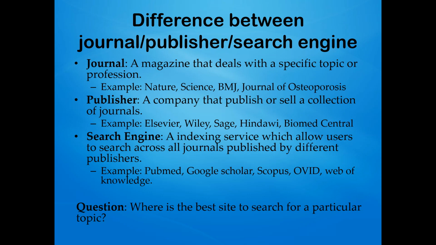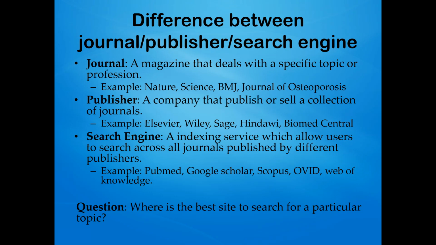A journal is usually a magazine that deals with a specific topic or profession. For example, you have encountered these names: Nature, Science, BMJ, Journal of Osteoporosis, Lancet. These are journals, which are magazines that gather manuscripts according to a specific topic or profession.